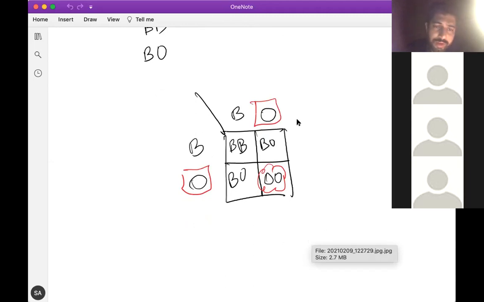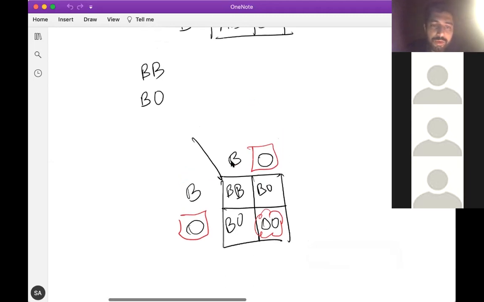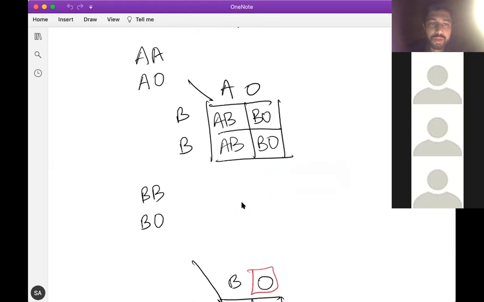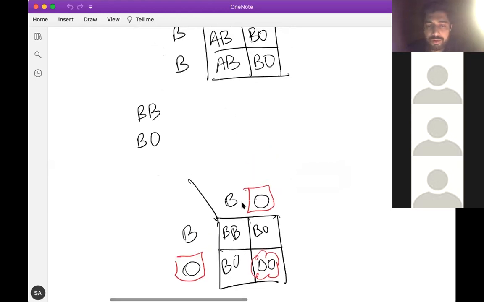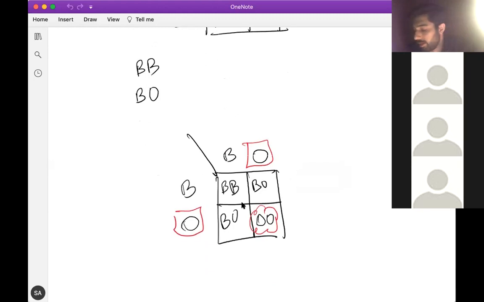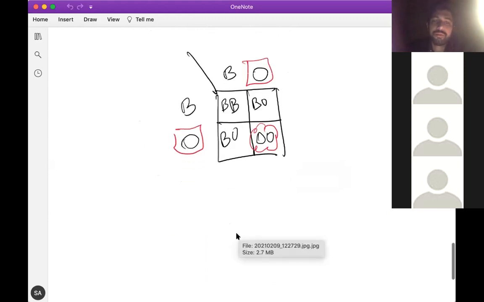I urge you all to try this for yourself. If you don't know your parents' contribution, but you know your own blood group, you could trace back your parents' blood group type in this way. If anyone wants to do it, you're welcome to do it here, or on your own notebooks. No problem with that. Any questions about this so far? Because we're going to build up on this.